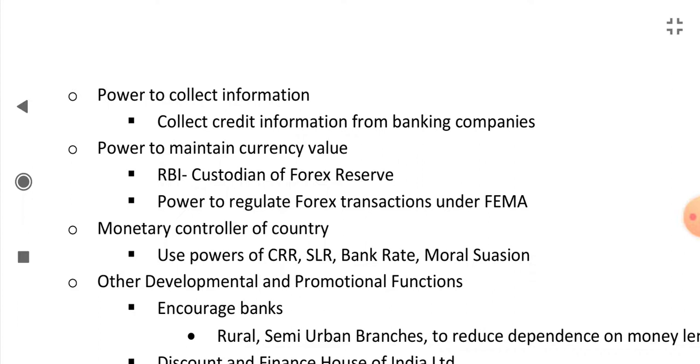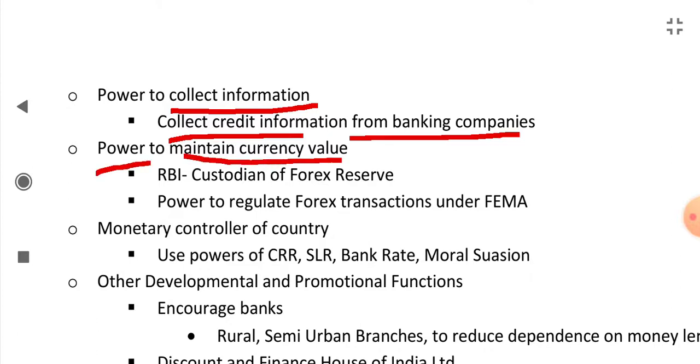The RBI has the power to collect credit information from any banking company. RBI has the power to maintain currency value. The currency value means the value of Indian rupees in comparison to other foreign currencies like dollar, pounds, etc. RBI is the custodian of forex reserve. The forex reserve of India is in the custody of RBI, Reserve Bank of India. It has the power to regulate foreign transactions under FEMA, the Foreign Exchange Management Act. It regulates the forex transactions, foreign exchange transactions, the transactions which are done in other currencies.